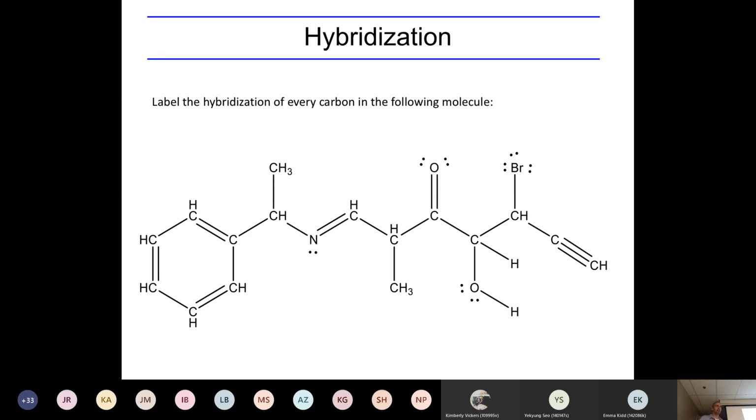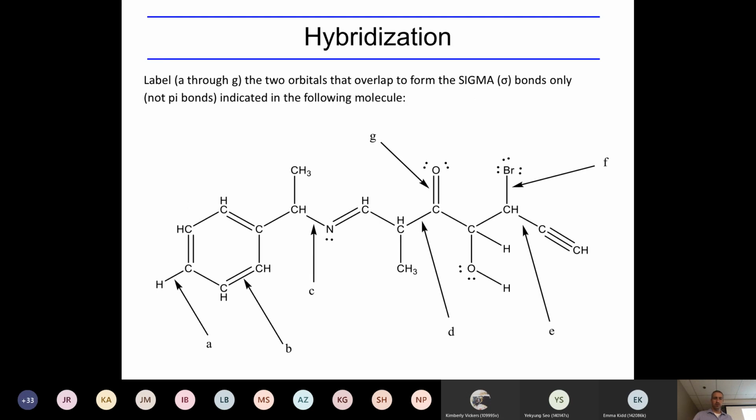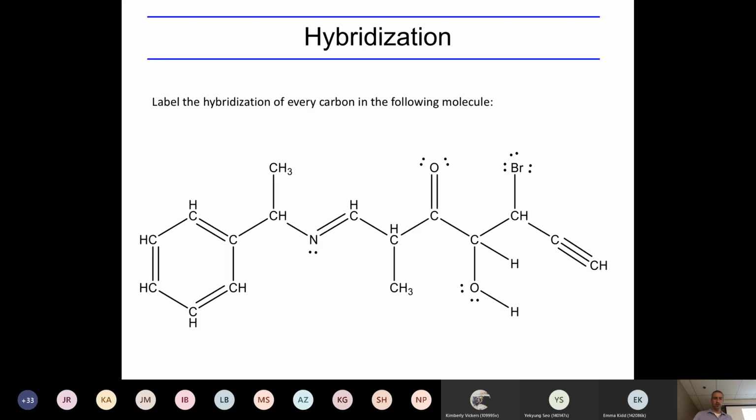Hybridization, we talked about looking at a Lewis structure and determining the hybridization of elements. I have a picture of a structure here, and I have it drawn out where there's CH, that's a single bond between carbon and hydrogen. You see there's double bonds. You see all the lone pairs here are drawn in as well. I'm going to ask you to label the hybridization of every carbon in this molecule.